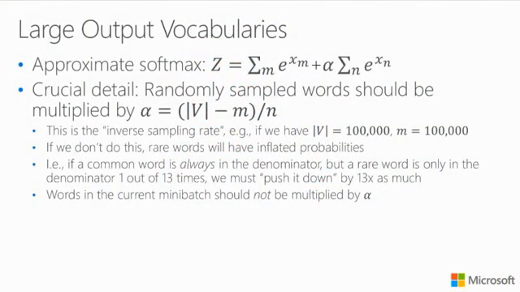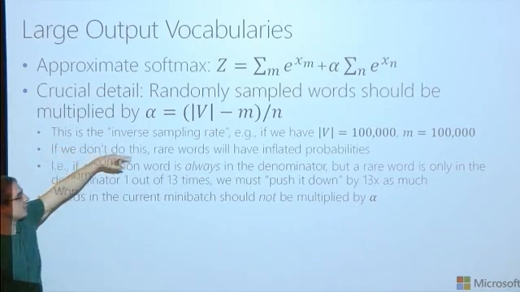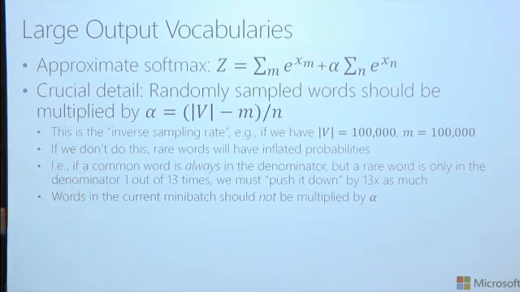So the crucial detail is that to approximate the softmax, you take the m common words and you do the normal thing, and then you take the n rare words and you multiply their scores after exponentiating them by this factor of alpha, which is vocabulary size minus m over n. And this is the inverse sampling rate. I'm missing a line here, but this line is messed up. I'll fix it.